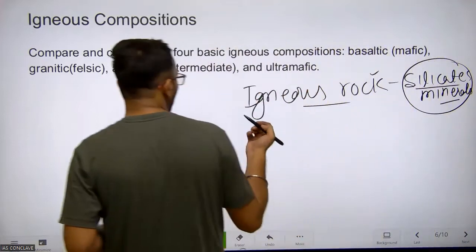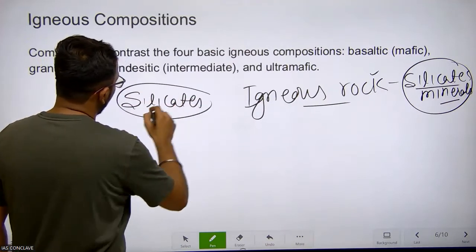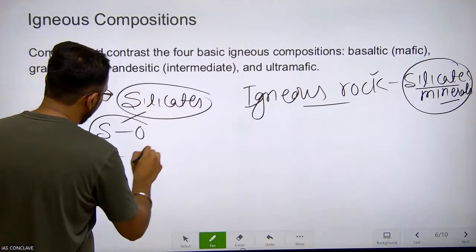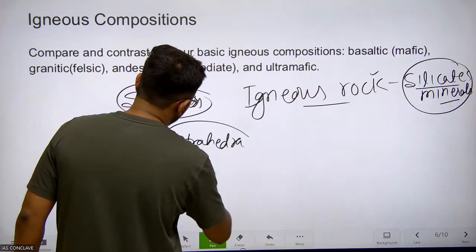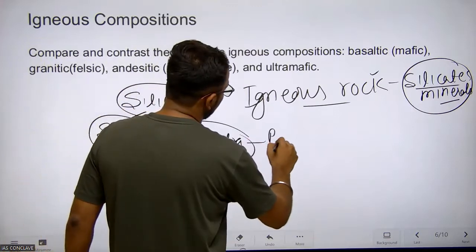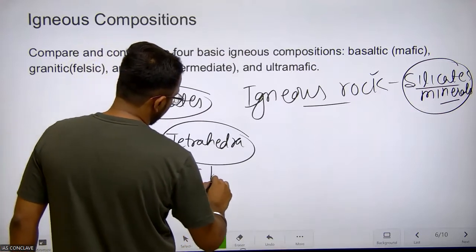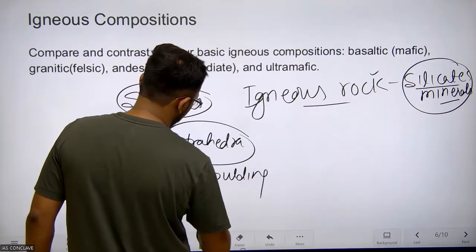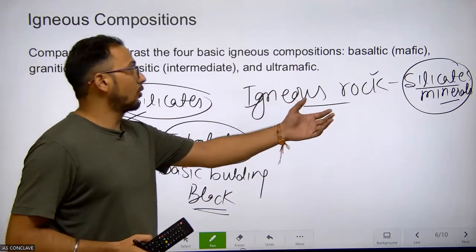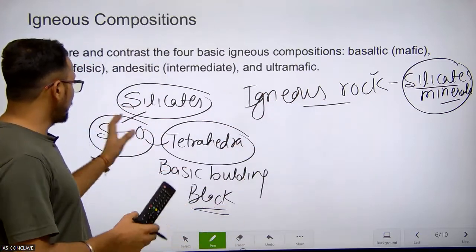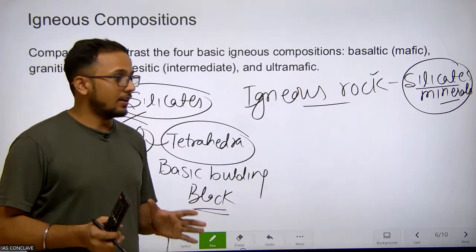Silicate minerals are composed of the silicon-oxygen tetrahedra. This tetrahedra acts as a basic building block for the majority of the silicate minerals, and because of the chemical compositions, there are various types of silicate minerals found in nature.